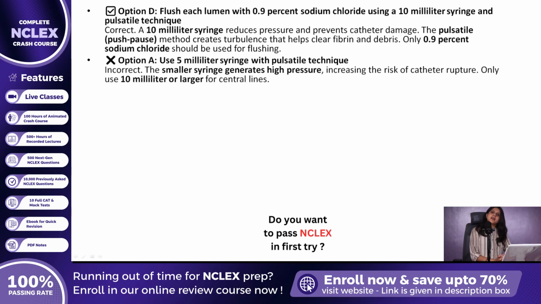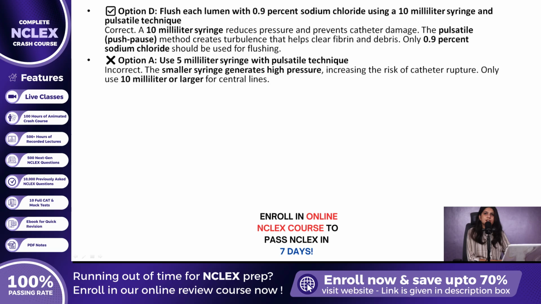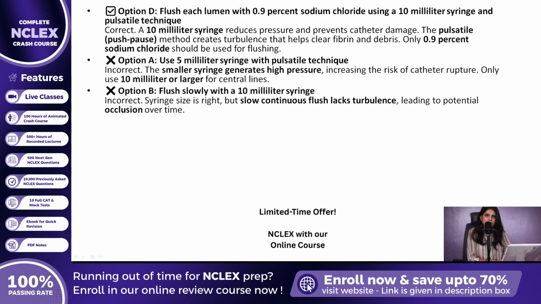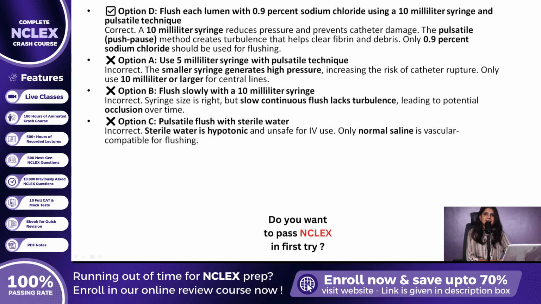Option A uses the correct technique but the wrong syringe size. A 5 milliliter syringe creates too much pressure and could rupture the catheter. Option B uses the right size syringe and correct solution, but a slow continuous flush is not enough to clear debris from the catheter walls. Option C includes the proper technique and syringe size, but the use of sterile water is unsafe because it is hypotonic and can cause hemolysis.